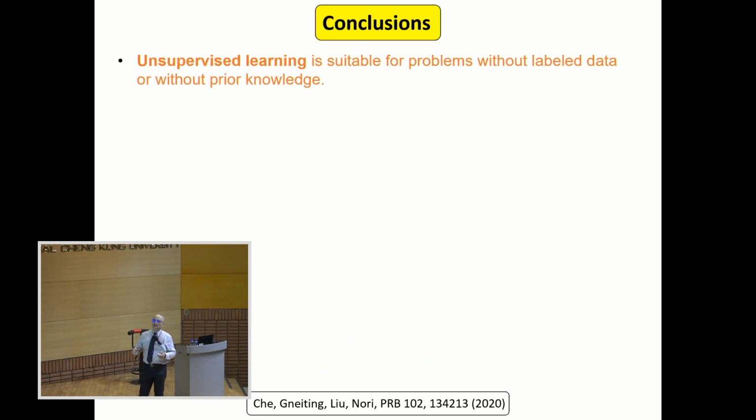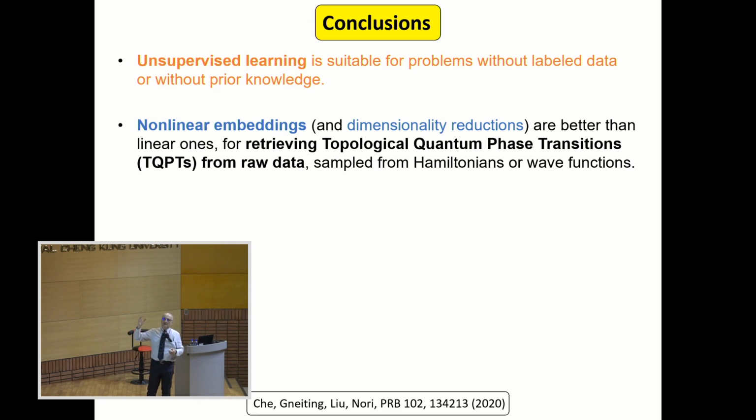So in conclusions here, unsupervised learning is suitable for problems without labeled data and without prior knowledge. Nonlinear embeddings and dimensional reductions are better than linear ones for retrieving topological quantum phase transitions from raw data. And this makes it a bit tricky, because dimensional reduction is a bit tricky to do if it is nonlinear embedding. If it is a linear one, it's easier.